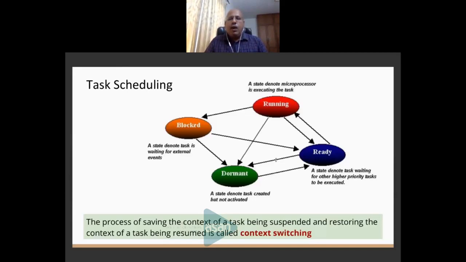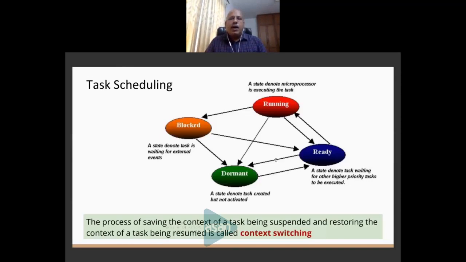But while you are executing as a high priority task in the CPU, in the running state, suppose you want to get a resource, say a printer resource. You make a system call to get the printer resource, but some other task would have taken that resource earlier. So immediately you will go into the blocked state. And then some other lower priority task will come from the ready queue and go to the running state.